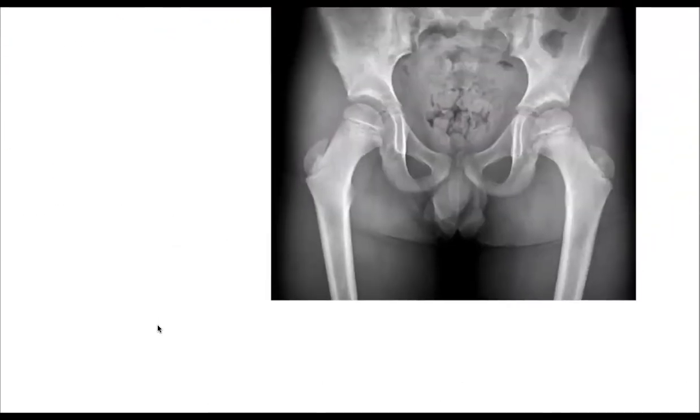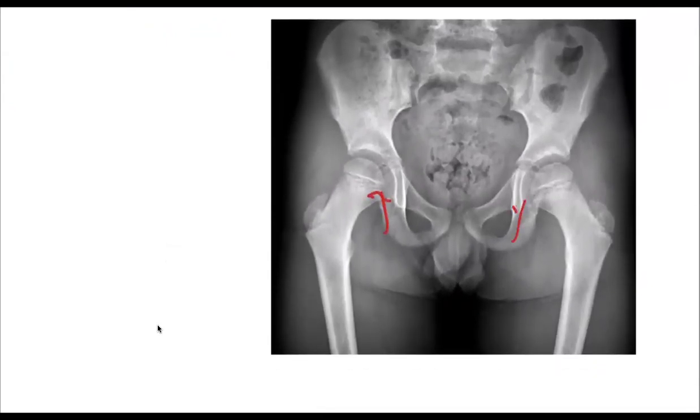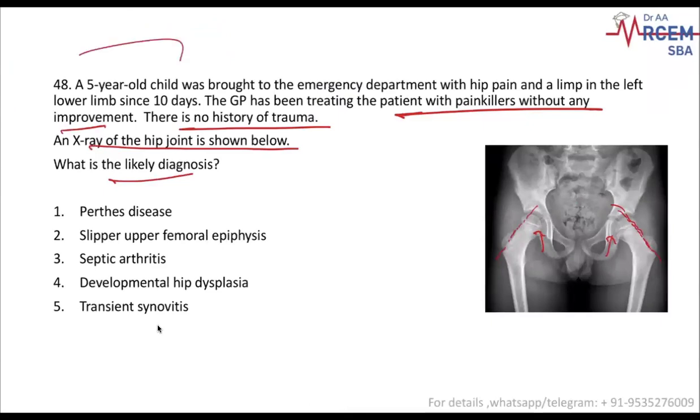Let's have a look at the X-ray. Limp is there. I cannot see any avascular necrosis as such, so that's not Perthes disease. I'm not suspecting SUFE, but anyway, I'll draw a line and see if it bisects. But in this age group we do not see SUFE; SUFE is seen more in adolescents. You can rule it out in that manner also.